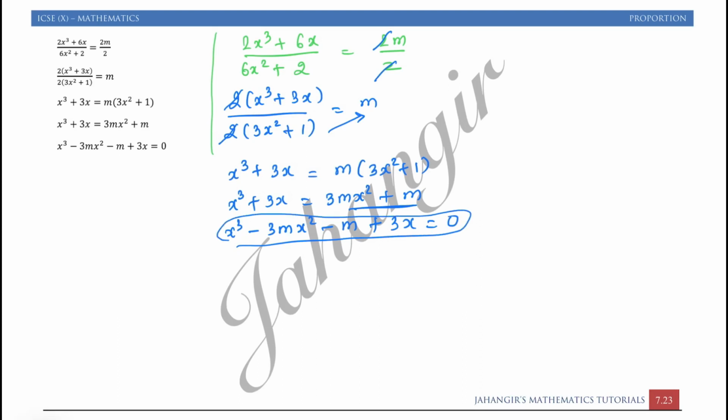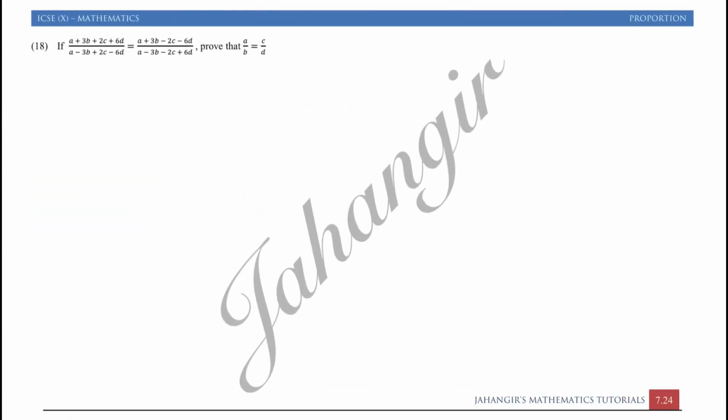This sum has the same pattern as the previous one, but here we have cube. We were cubing on both sides. Next question. This is quite a big question, that's why I left the page.